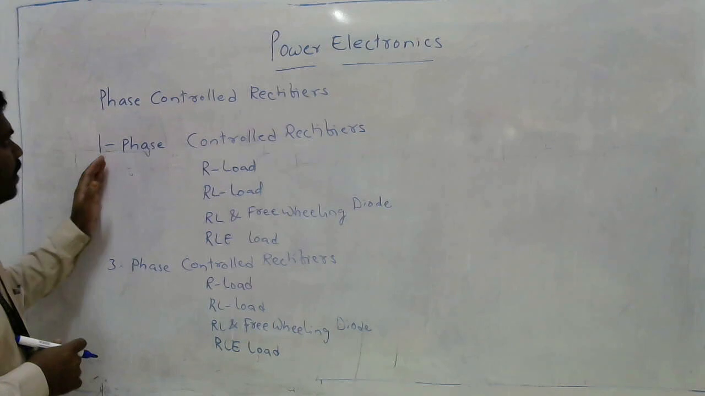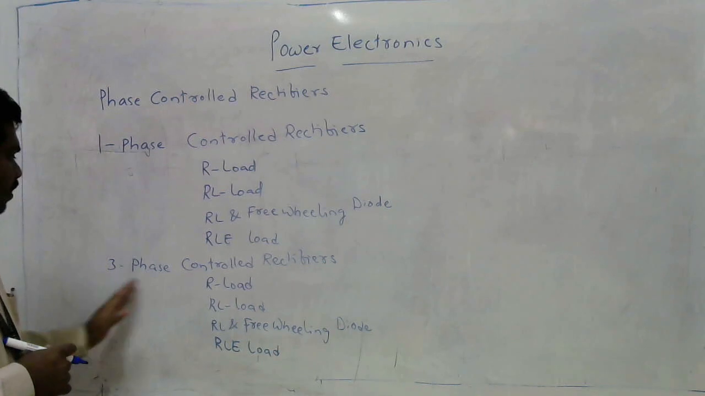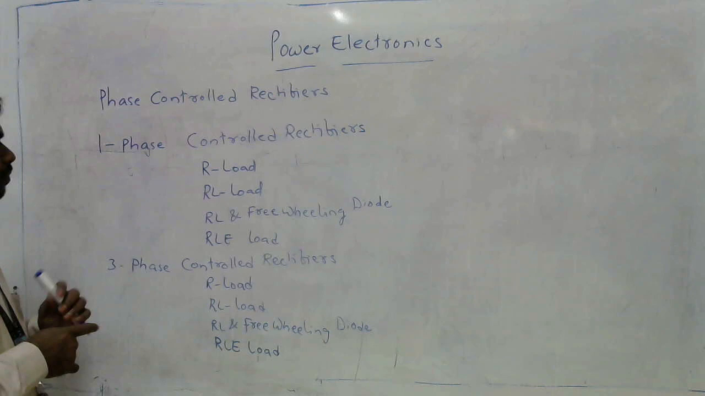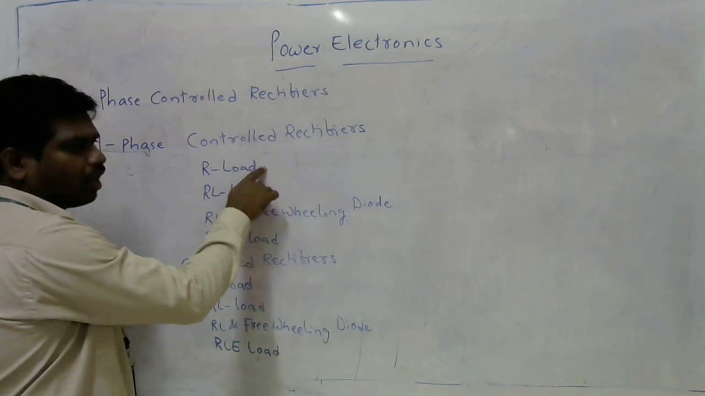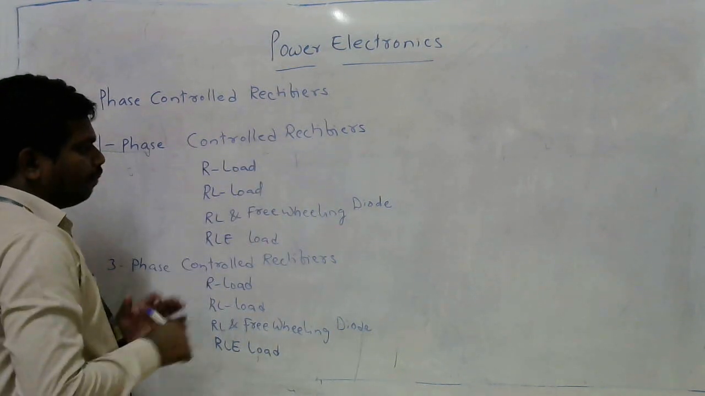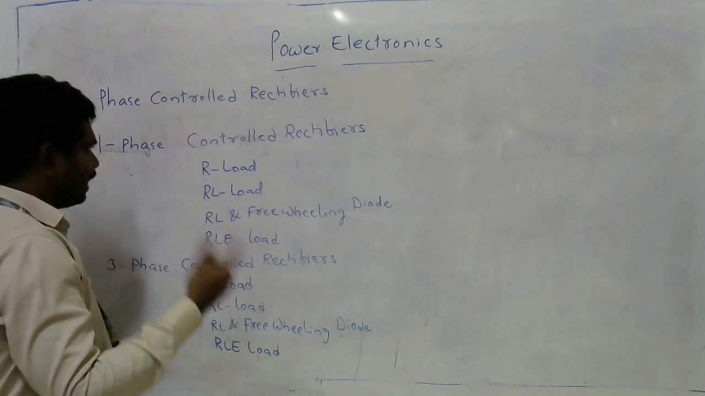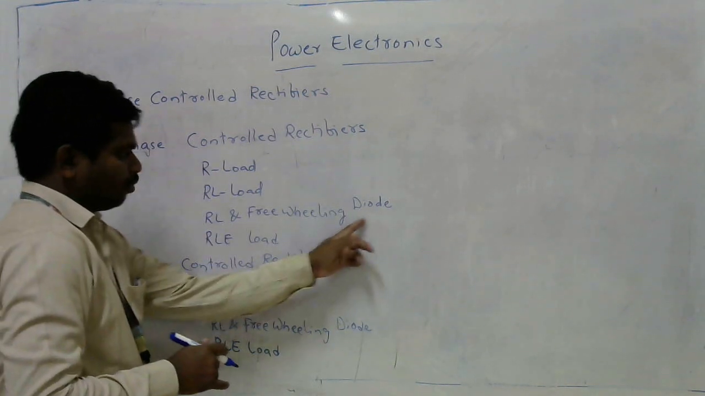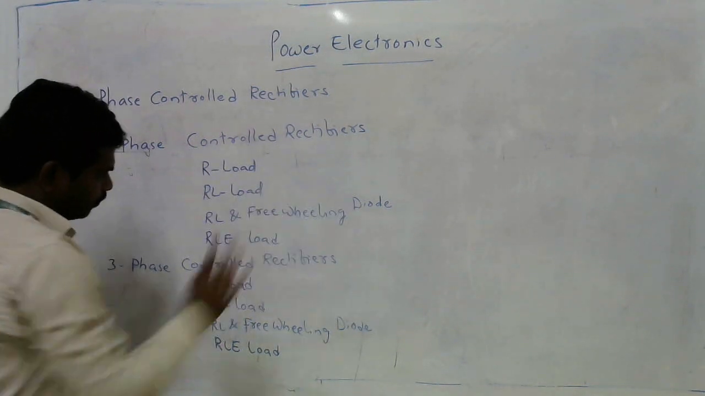In that, phase control rectifiers are of two types: single phase control rectifiers and three phase control rectifiers. In single phase control rectifiers, we are going to see phase control rectifier with R load, phase control rectifier with RL load, and based on the disadvantage of this RL load, we enhance the next circuit in phase control rectifier with the help of a freewheeling diode, meaning phase control rectifier with RL and freewheeling diode.